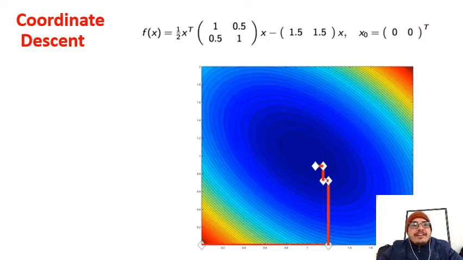So there are different variants of gradient descent. One is known as coordinate descent. It means you always walk parallel to the axis. So this is one of the variants. You don't have to learn this, but I have included it just for the sake of understanding.